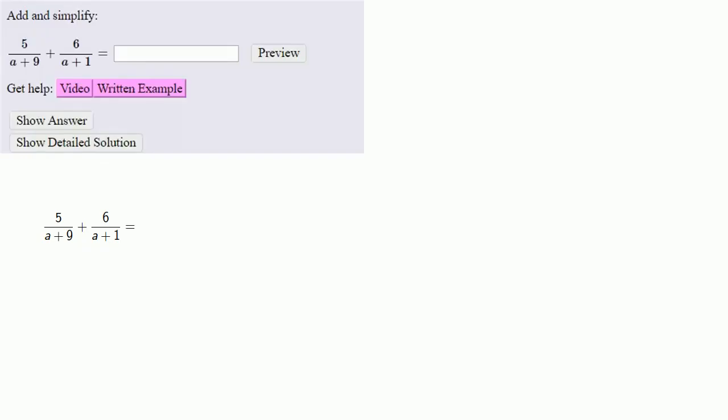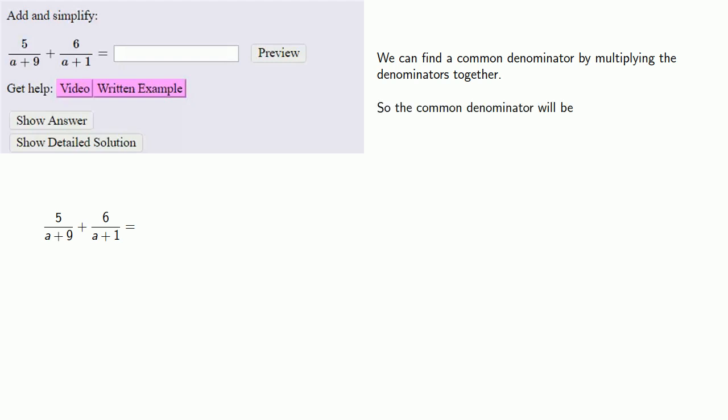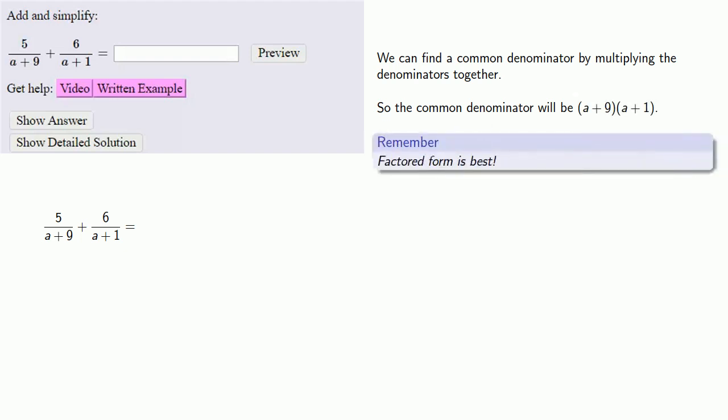So let's try to add and simplify a rational expression. If we're not so lucky as to have two rational expressions with the same denominator, we can find a common denominator by multiplying the denominators together. And so the common denominator will be... And it's useful to remember that factored form is best, and so unless we have a good reason for multiplying things out, we'll leave them in factored form.